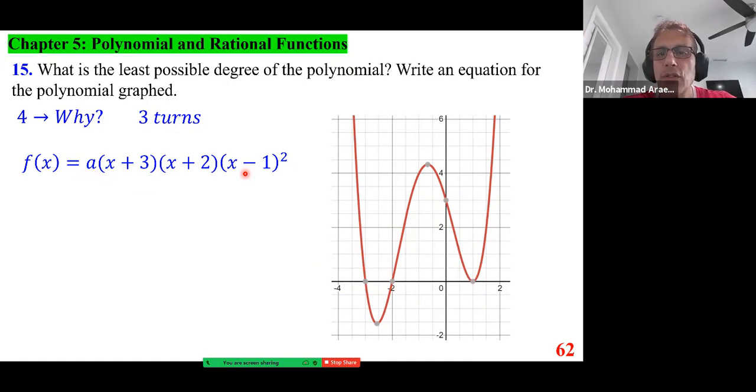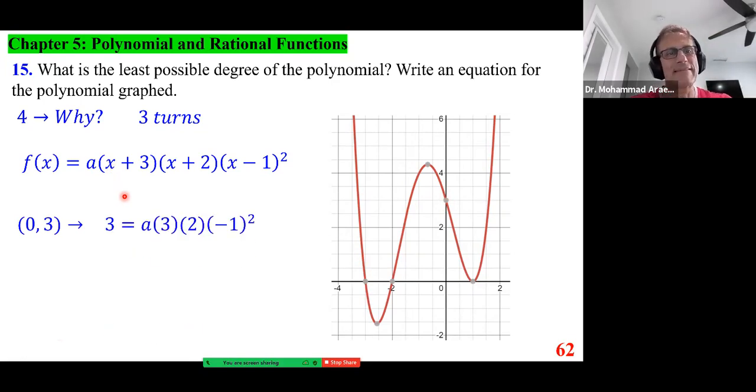This point has coordinates 0, 3. We're going to plug in. So this is 0. So 3 times 2, 6. Minus 1 squared is plus 1. This whole thing is number 6, divide by it, and you get 1/2. So a is 1/2, everybody.